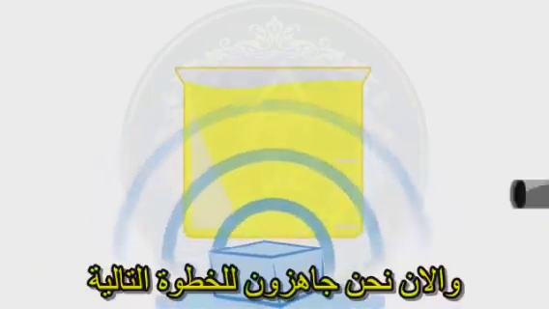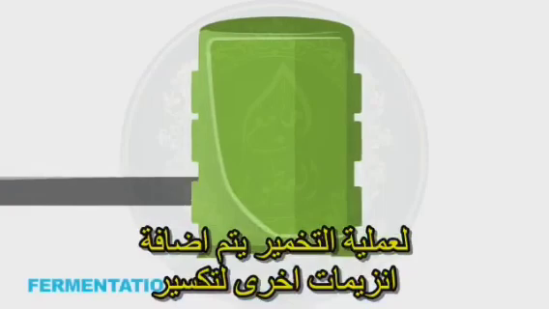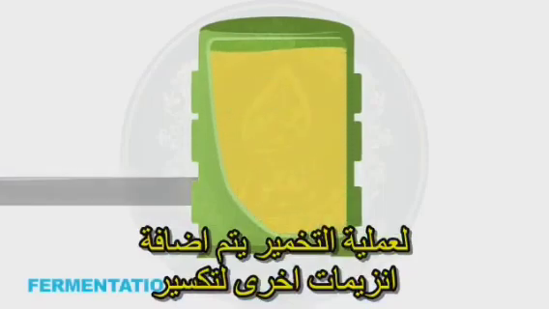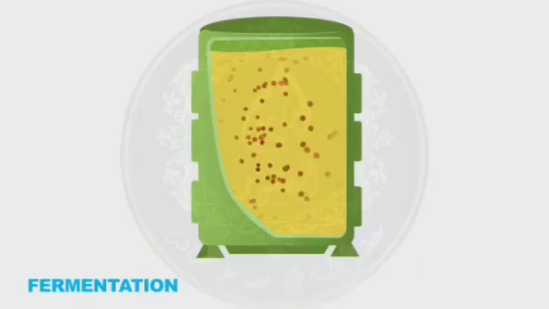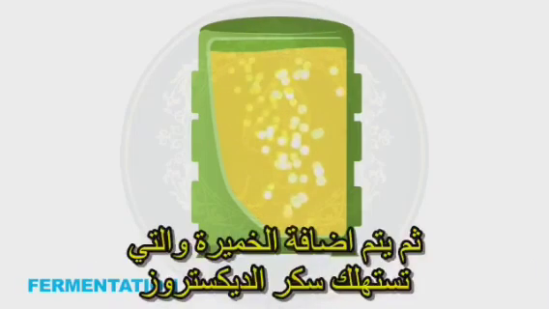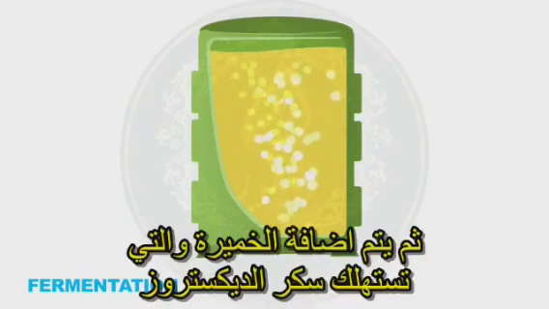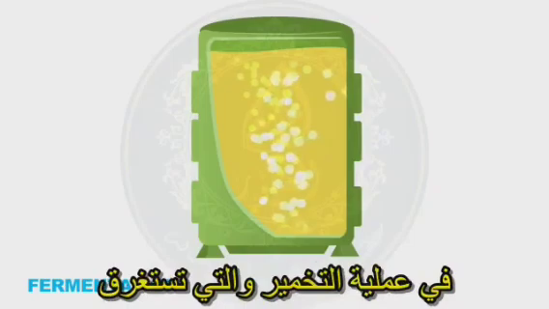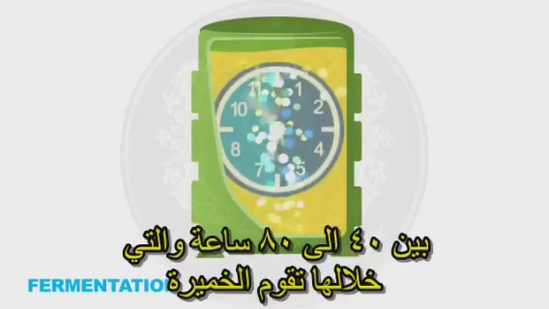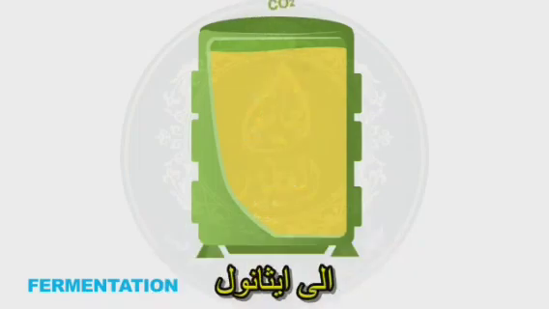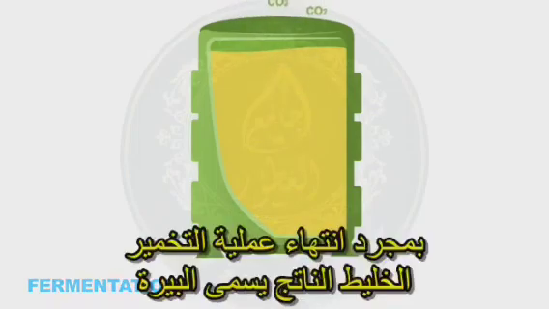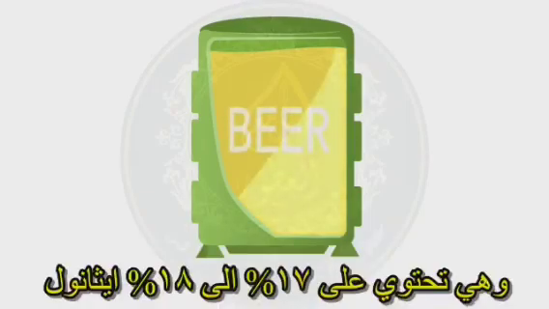Now we're ready for the next step, fermentation. Another enzyme is added to further break down the sugars into the simple sugar dextrose. Yeast is added. The yeast consume or eat the dextrose. Fermentation lasts between 40 and 80 hours, and as they do their job, yeast release carbon dioxide and convert the sugars into ethanol. Once fermentation is complete, the resulting mixture is called beer and is about 17 to 18% ethanol by volume.